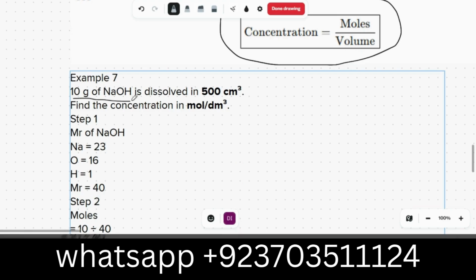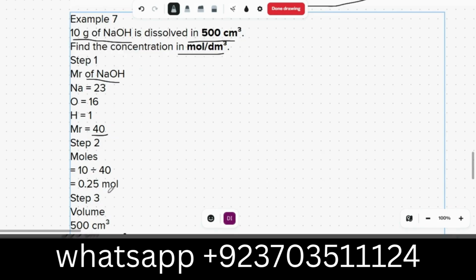10 grams of NaOH is dissolved in 500 centimeter cube of solution. Find the concentration in moles per decimeter cube. So Mr of NaOH is 23 for 1 sodium, 16 for 1 oxygen, and 1 for 1 hydrogen. So 23 plus 16 plus 1 will give us 40. Step 2 is to find the number of moles. 10 grams is given and 40 is Mr, so 10 divided by 40 is 0.25 moles.